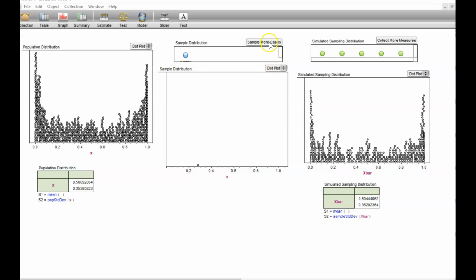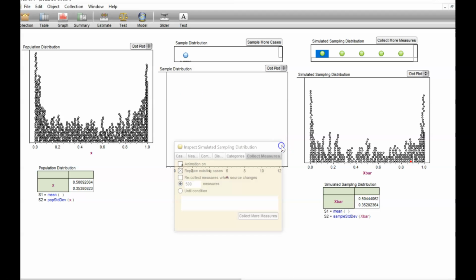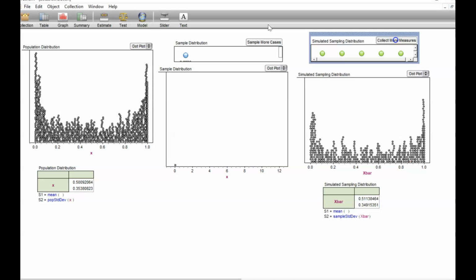So I can sample more cases and you'll see the sample distribution change. If I sample another one case, you see it change there. Sample another one, you'll see it change there. Over here, I can collect many samples of size 1. If you look here, what we're going to be doing is collecting 500 samples of size 1. So if I collect more samples, you will see the sampling distribution change just a little bit.